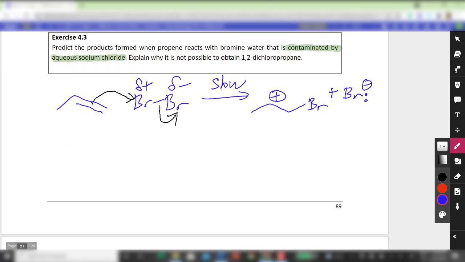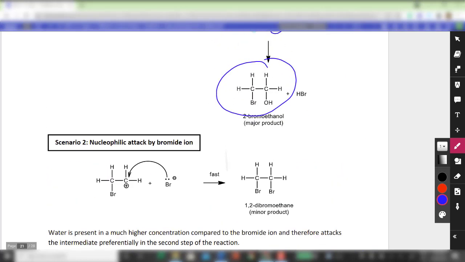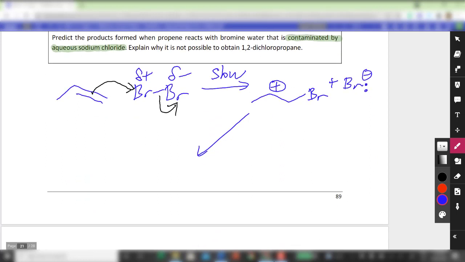However, for this particular carbocation, there are three potential nucleophiles present in the system. You notice I highlighted that phrase, contaminated with sodium chloride. First of all, water is the same as what we have above. The water will compete with bromide, and then water molecules will attack this, and in the process I will form the hydrated, or rather the protonated alcohol.